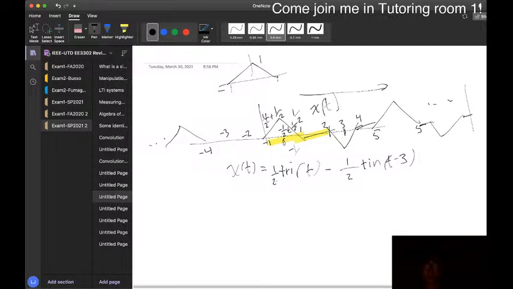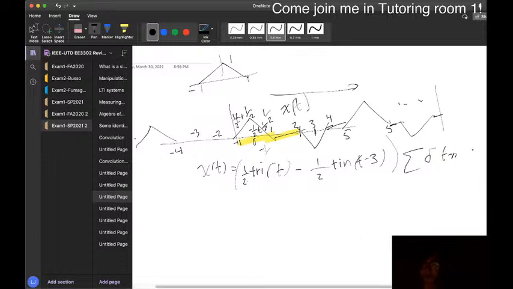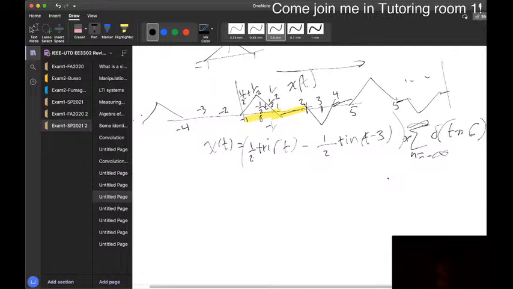And then, they just kept convolving it with a delta function. So infinite sum of deltas, t minus n times 3, period 6, n is equal to -infinity to infinity. So that's our periodic function right here.